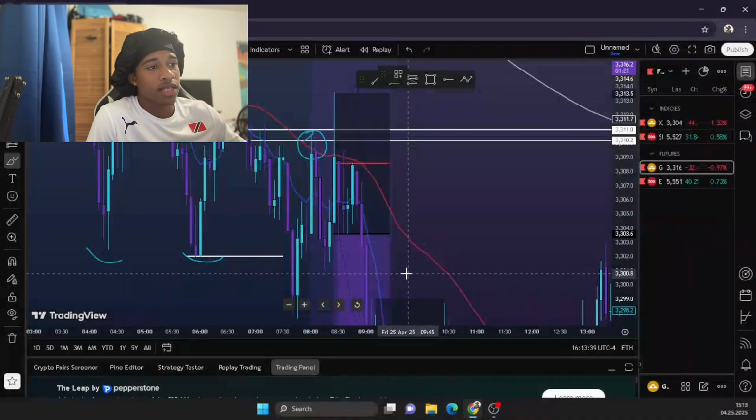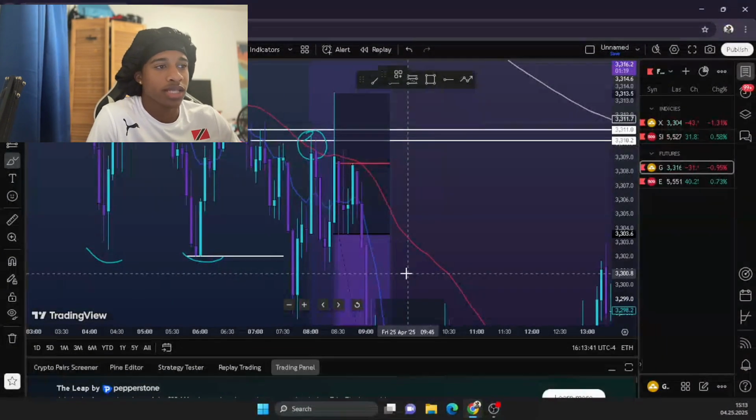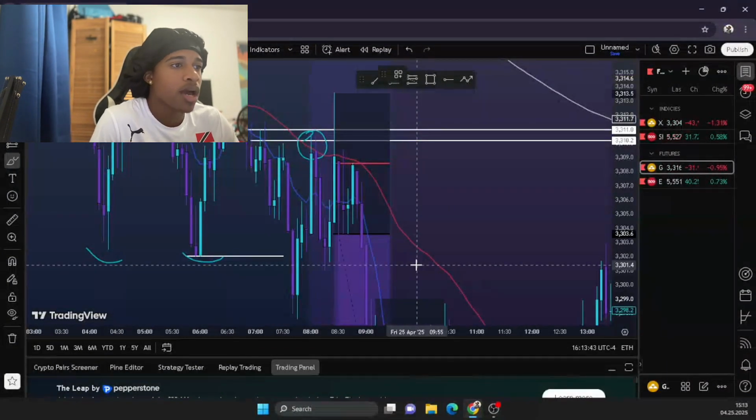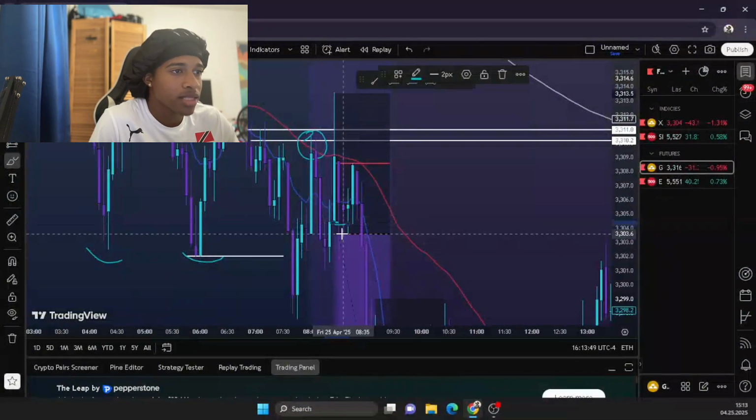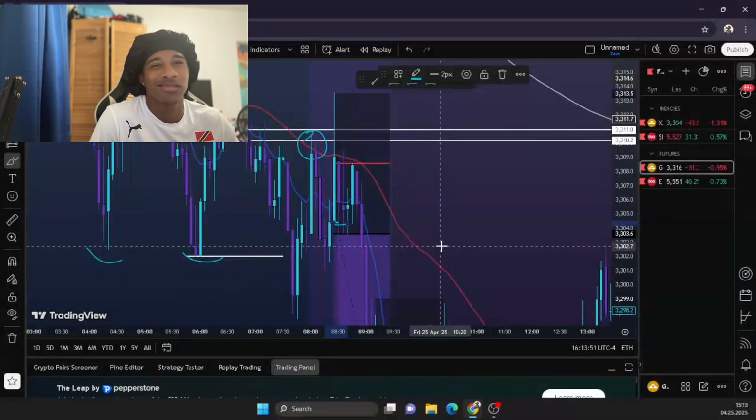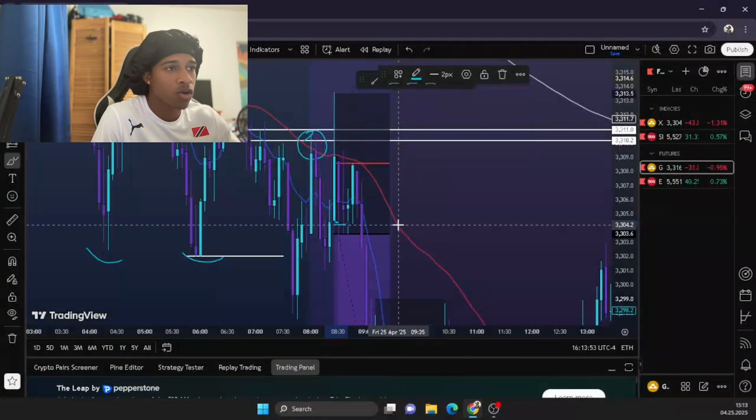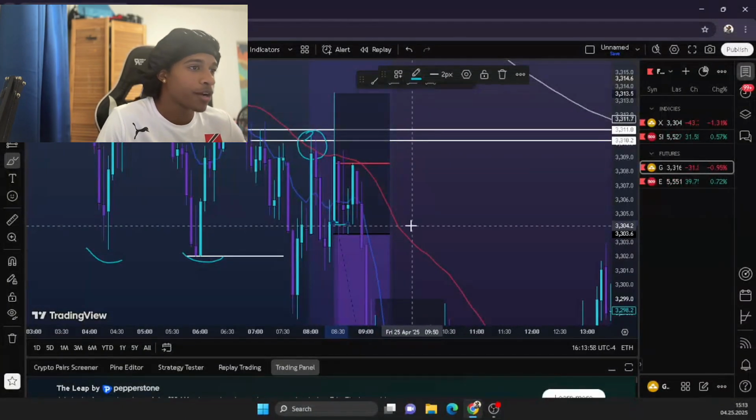But this time I wasn't going to take it on the 13 EMA break. I was going to take it on the break of the candle, right? Which was this break right here. But I ended up getting a kind of bad entry, and that kind of messed up my risk to reward. So my stop loss ended up being a lot bigger than usual, right?